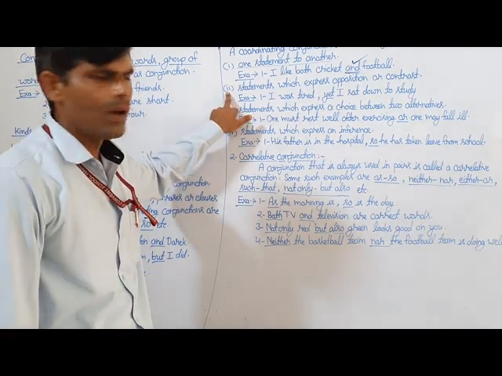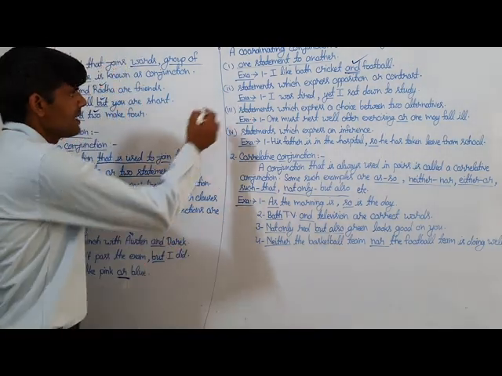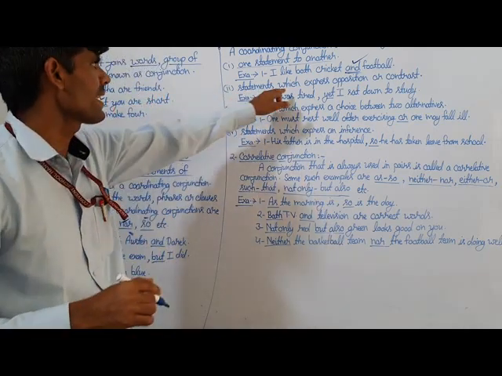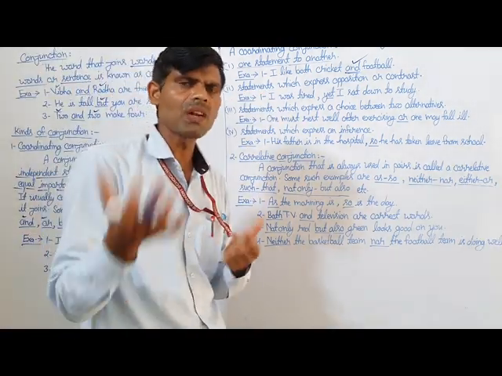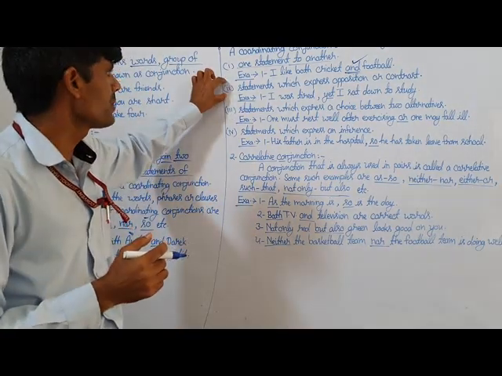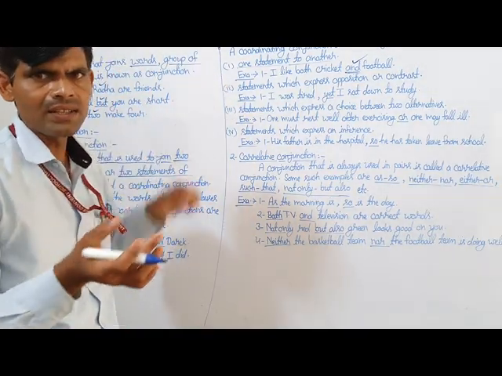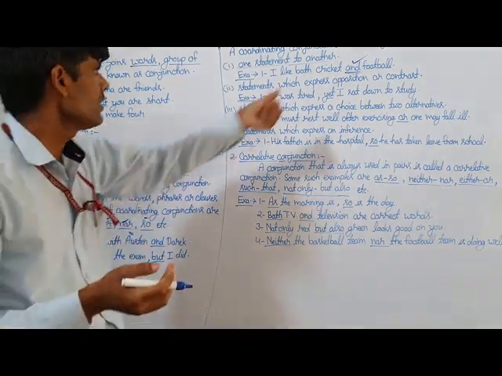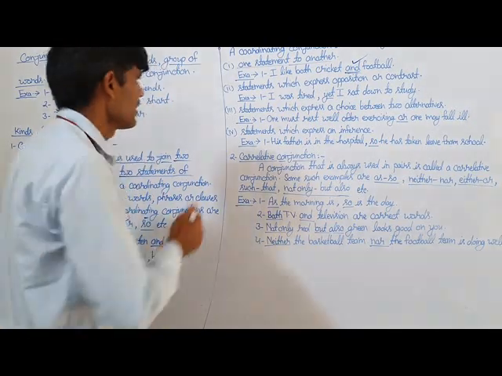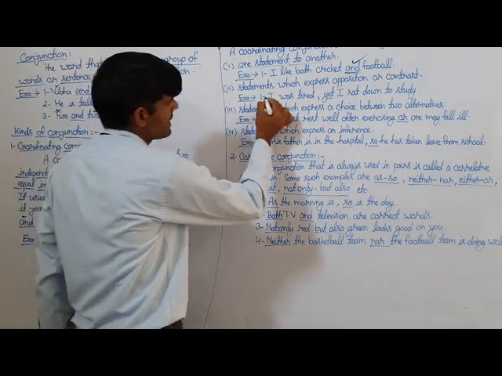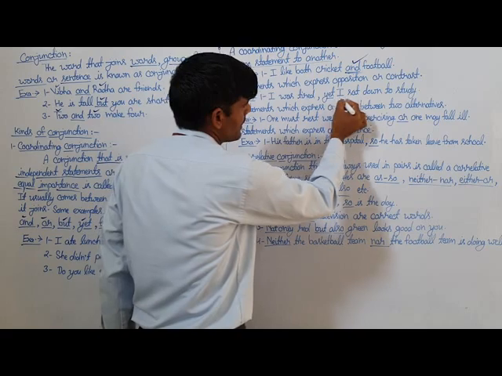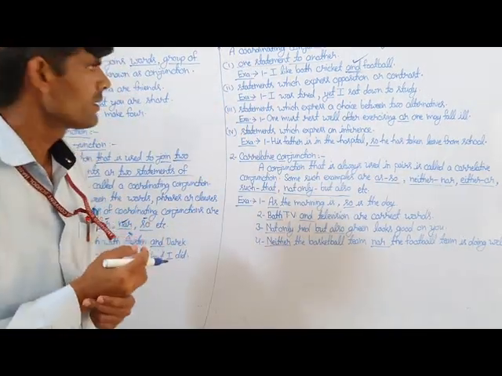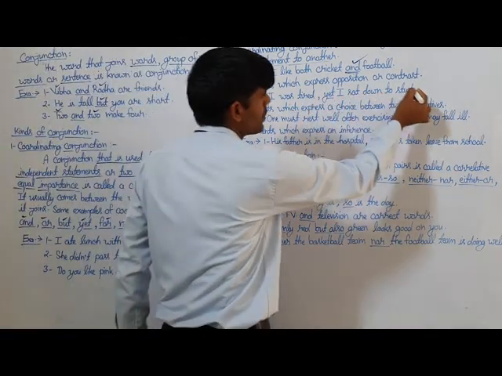Number two, the function of the coordinating conjunction is that it is used to join statements which express opposition or contrast. The second function of the coordinating conjunction is that it is used to join two statements expressing opposition or contrast. Here is the example. The first example is: I was tired yet I sat down to study.